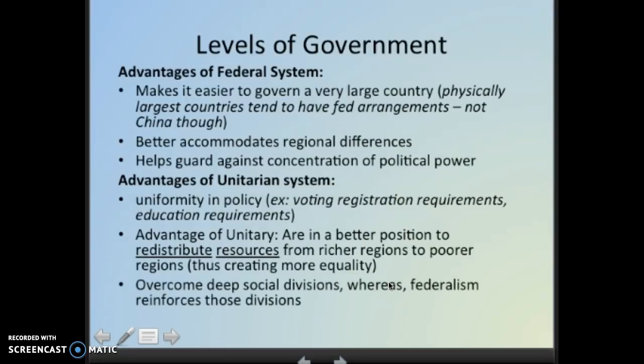You don't have to worry about that so much in a unitary system. And if you have a unitary system, that can be the bridge that overcomes social cleavages. If there's a deep social division, especially a regional social division, with one level of government, they can bring all of the different regional differences together and overcome those issues. Whereas in federalism, regional differences can be exacerbated if you give separate subunits or regional governments some power.